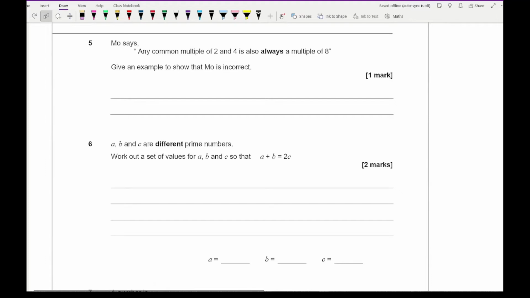Moving on to question 5, it says that Mo says any common multiple of 2 and 4 is always a multiple of 8. Give an example to show that Mo is incorrect. So here what we want to do is find multiples of 2 and 4, and which 4 is a multiple of both 2 and 4, but not 8, because the lowest multiple of 8 is going to be 8. So, but not 8. There you go.